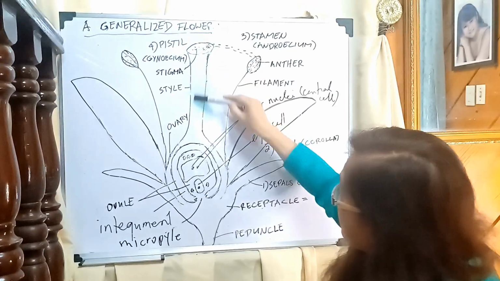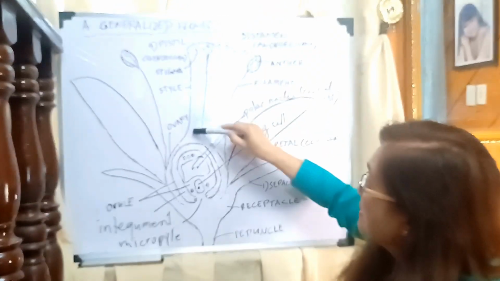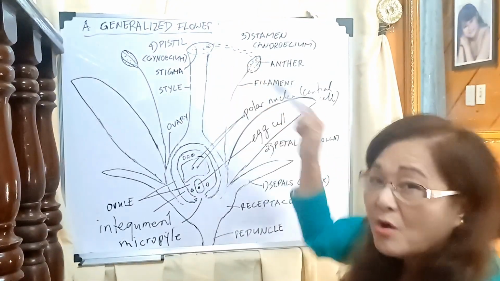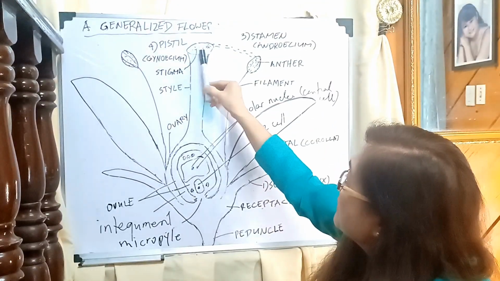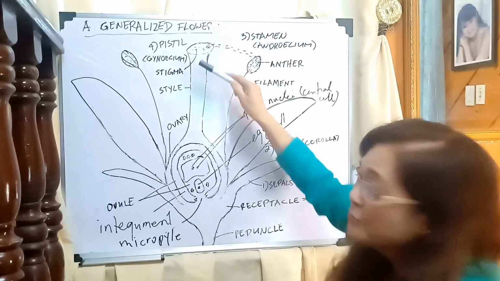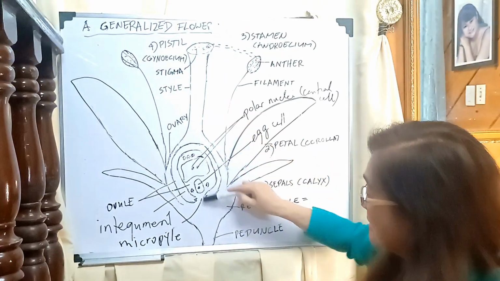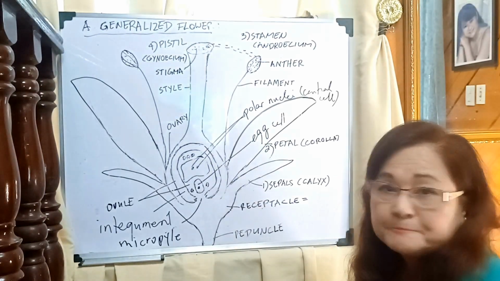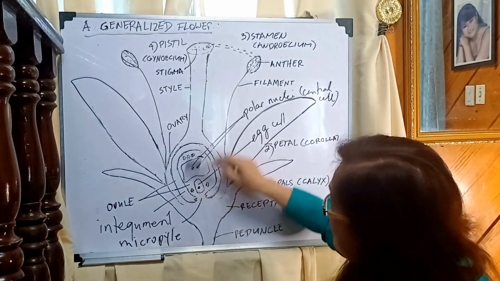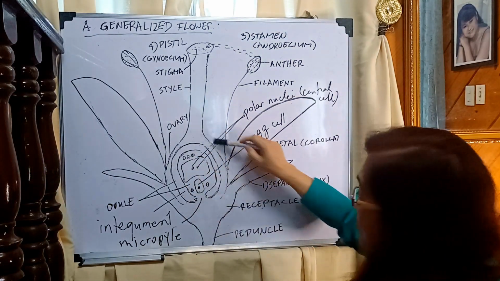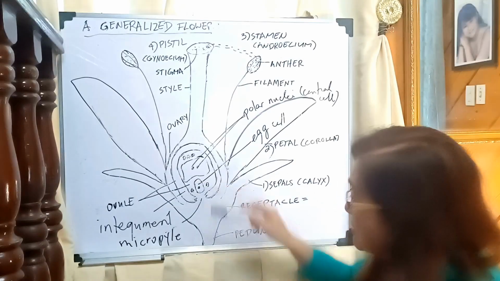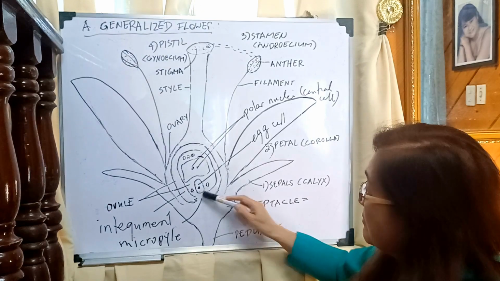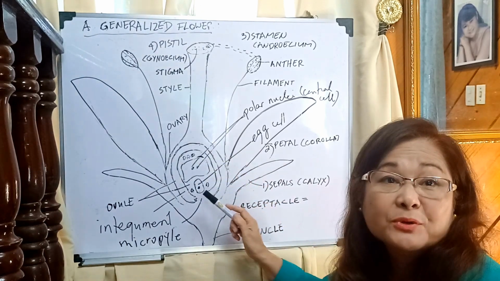So the style here is not just a stalk, it's also a tube that will allow for the passage of another tube, a pollen tube that is growing from the pollen grain, to convey two sperm cells towards the ovary to fertilize the egg cell and the polar nuclei. So this now is the expanded base, which is the ovary, containing the ovule. There could be one or several ovules in the ovary. It depends upon the flower. In my diagram, I have drawn only one ovule.